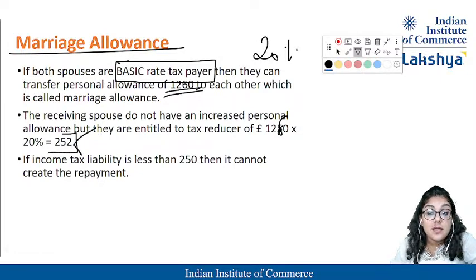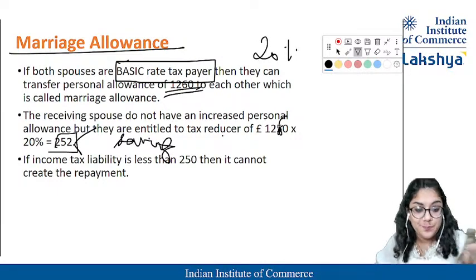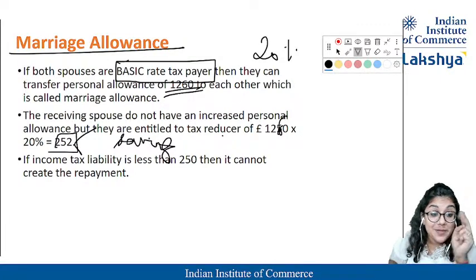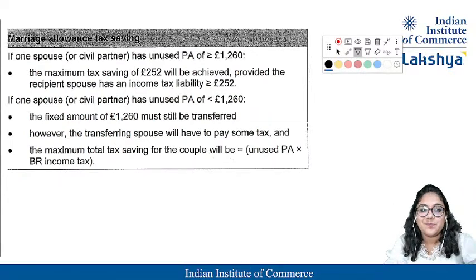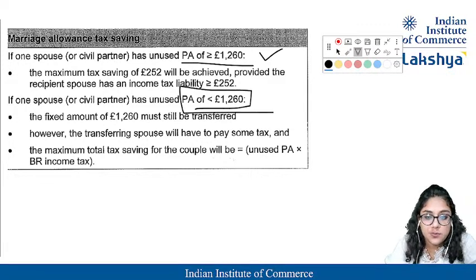This was the savings. I showed you in the questions. We are getting some savings also. That means my husband has to pay tax, but if I'm transferring it, is he not getting some saving of the tax? 20%. That's it. If a spouse has more than 1260, it is still restricted to this much only.